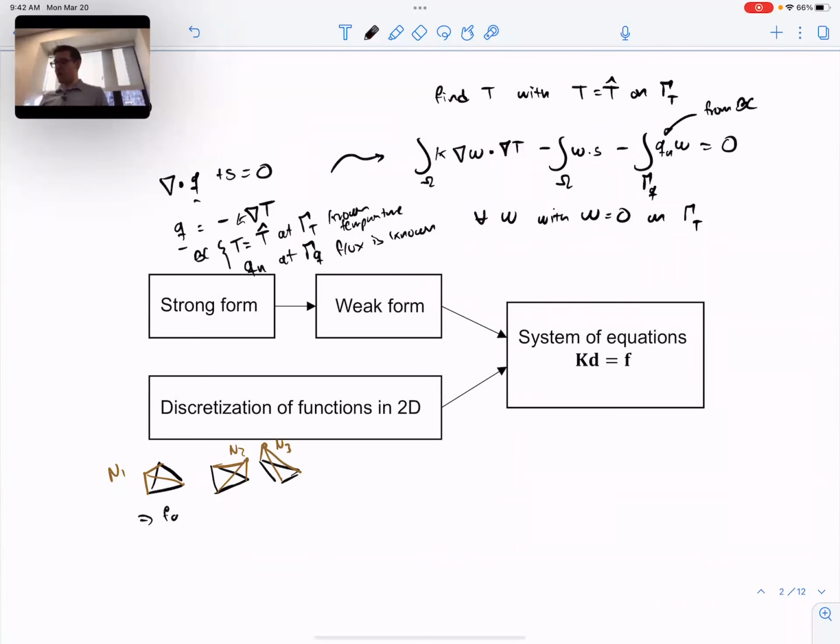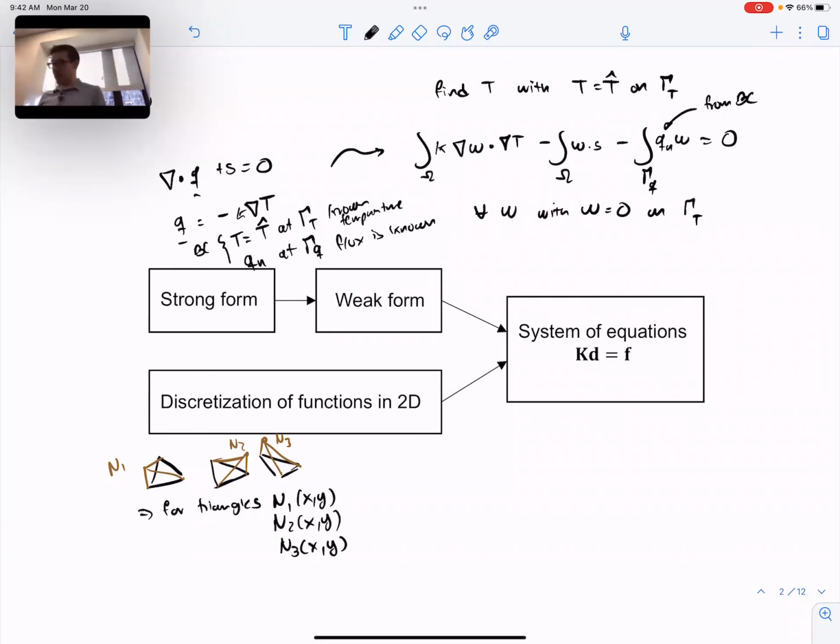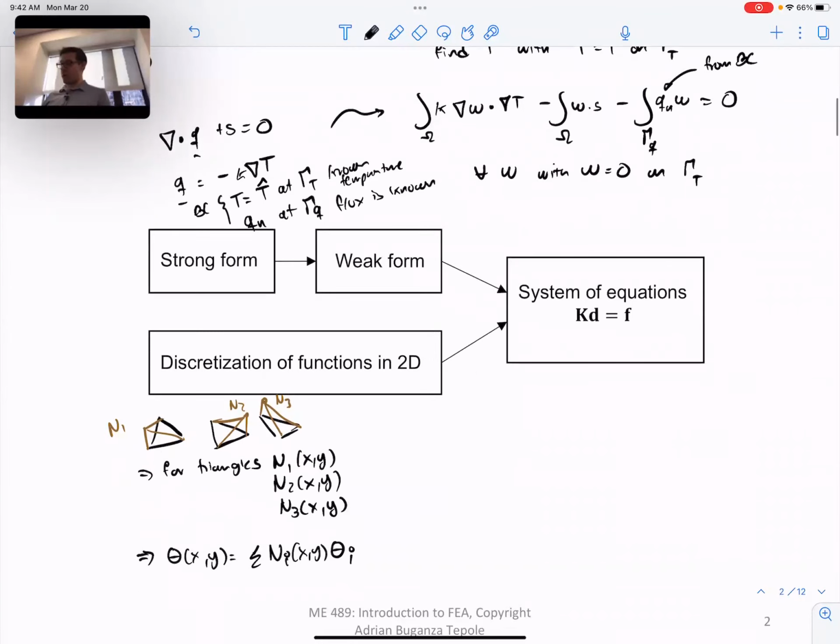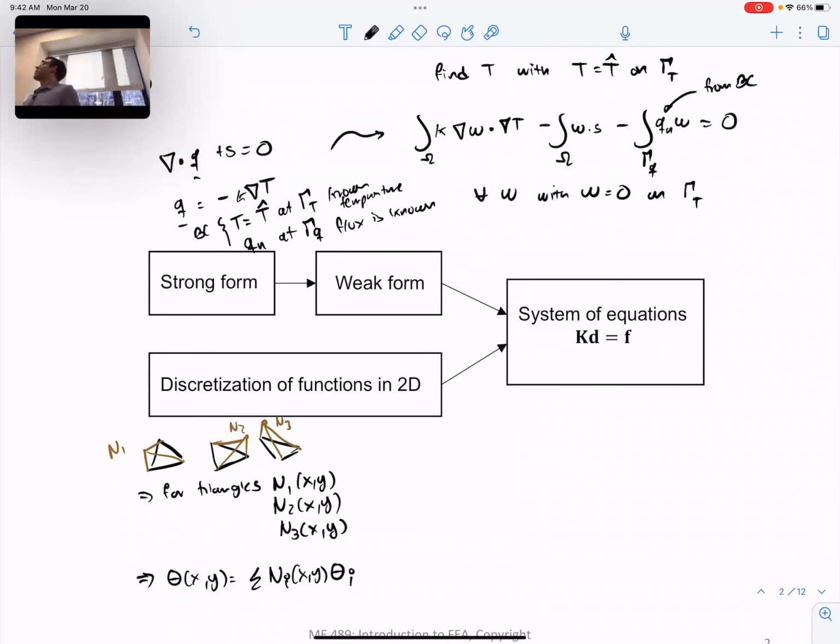For triangles, for example, we showed that we could actually get these functions in terms of x, y. And then given the shape functions, the interpolations are the same as before. Any function is just going to be the sum of the shape functions times the nodal values. So the same idea that we had in 1D applies to 2D. And if you want the gradient of theta, you take the gradient of the shape functions times the theta values.